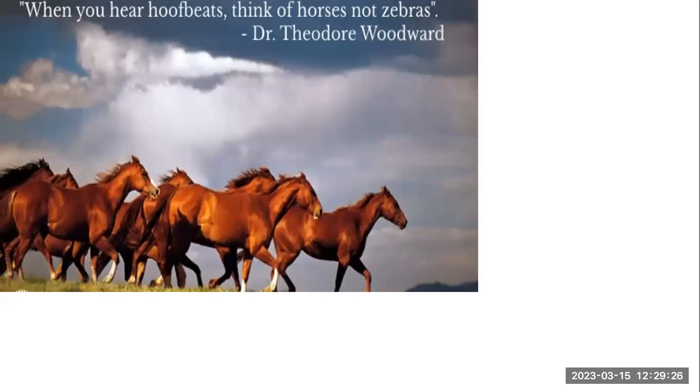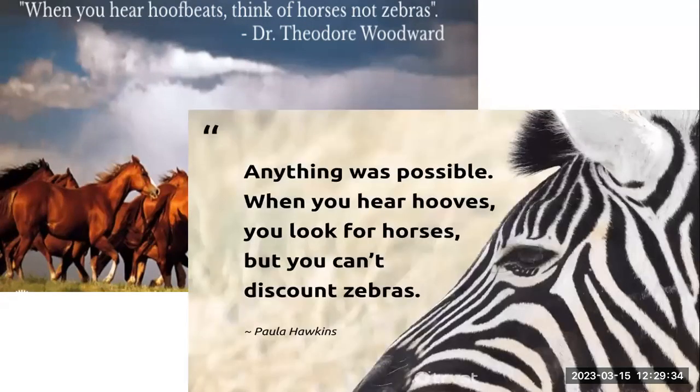So there's a famous idiom: when you hear hoofbeats, think of horses, not zebras. But at the same time, anything is possible, so when you hear hooves, you look for horses, but don't ignore the zebras. Obviously common things are common. You think about rheumatoid first in symmetrical polyarthritis, but don't ignore the other uncommon causes, because you might miss an important diagnosis.